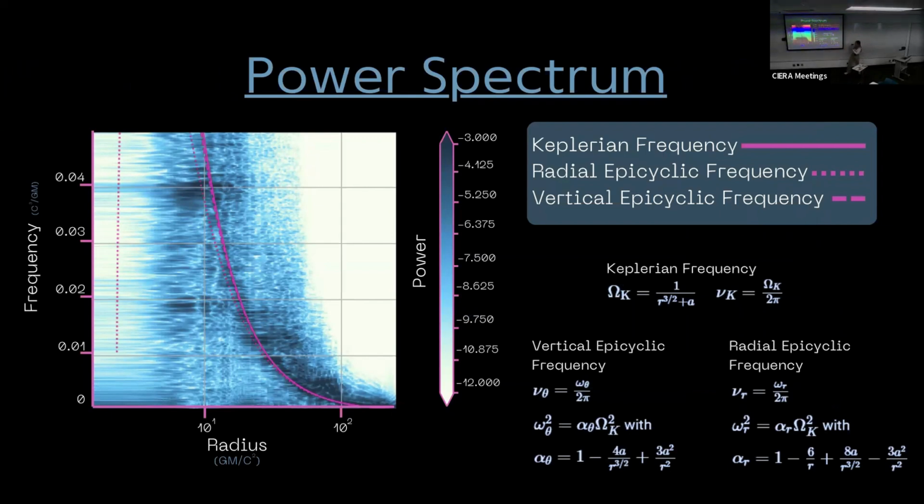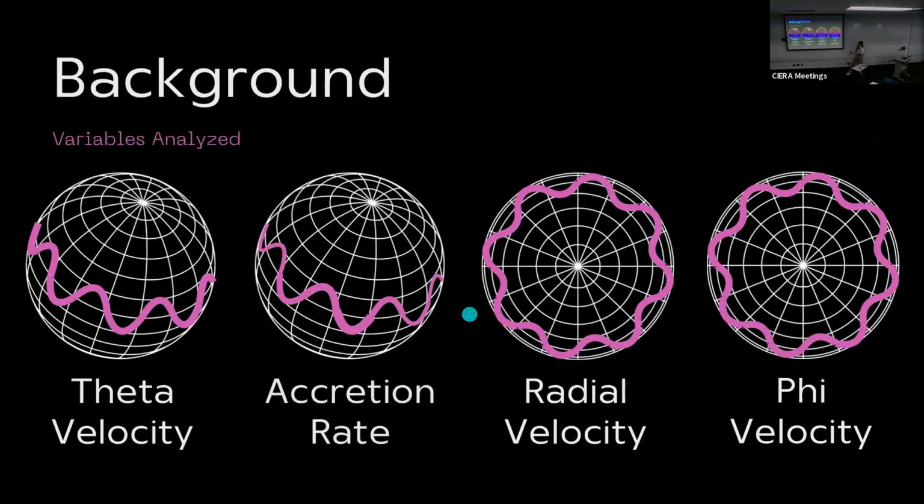So we know that as our spin changes, these characteristic frequencies change. On the other hand, if we know these characteristic frequencies, then we know the spin of the black hole, which is super important when we're modeling black holes. So that brings me to the other variables we analyzed.